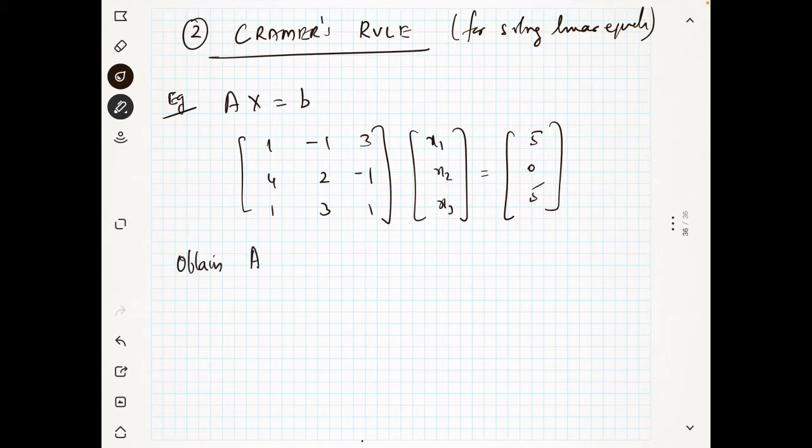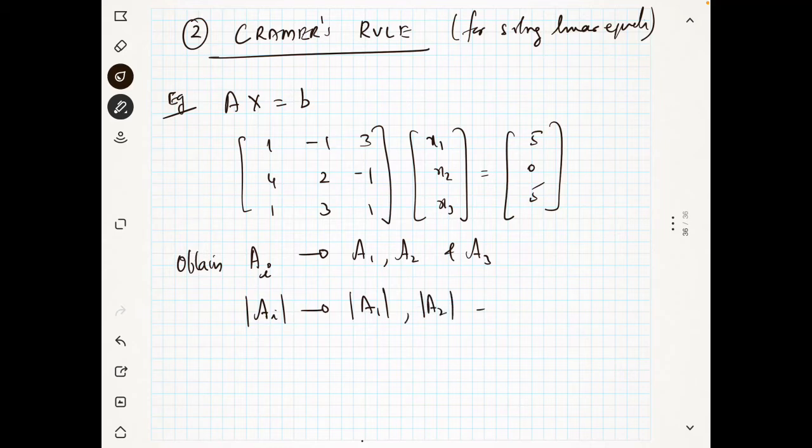This is a 3 by 3 matrix, so we have three variables here, so we will be obtaining the matrix AIs. What is AI? AI means actually A1, A2 and A3. So we will be finding the AIs. After that, we will find the determinant of AI. That means determinant of A1, determinant of A2 and determinant of A3. And also we will find the determinant of A.